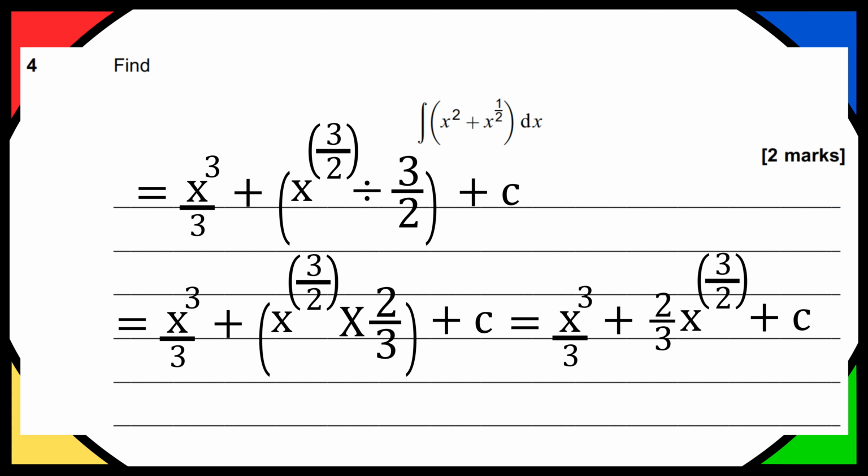Cool? And if you want to make it look a little bit neater, it's up to you, you can leave it like this, but you can put it all over 3 because the x cubed is over 3 and so is the 2x to the power of 3 over 2. So we have x cubed plus 2x to the power of 3 over 2 all over 3 plus c. So you can write it like that.